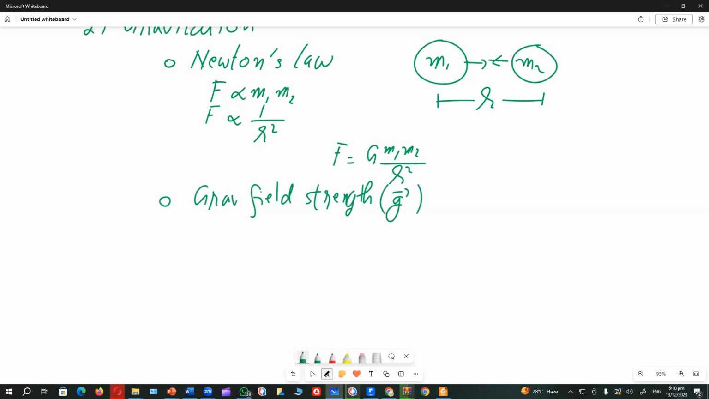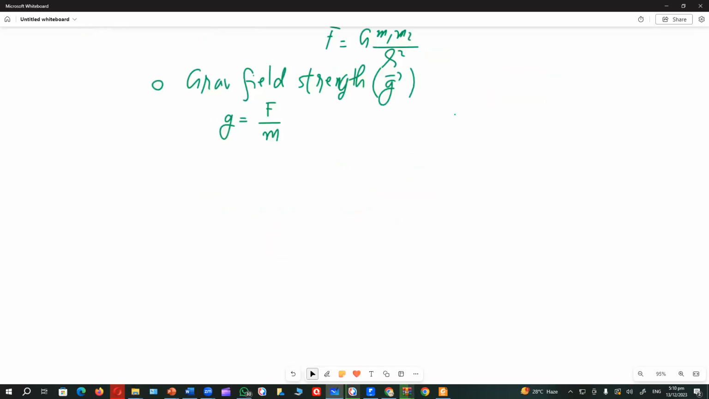It is the force per unit mass. It is just like the signal strength. So when you take a mobile and you check the signal in a particular area, you call it signal strength. So this is like that, the gravitational signal strength.